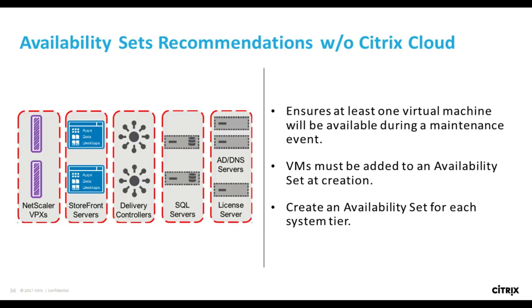You want to create availability sets for each tier within a Citrix system, so for your NetScalers, StoreFront, and delivery controllers, in a way where you're then telling Microsoft that these are components critical to my infrastructure. We want to split these out and make sure that they're going to be highly available regarding your maintenance. From an Azure perspective, this is something that needs to be done upfront, prior to machine creation.